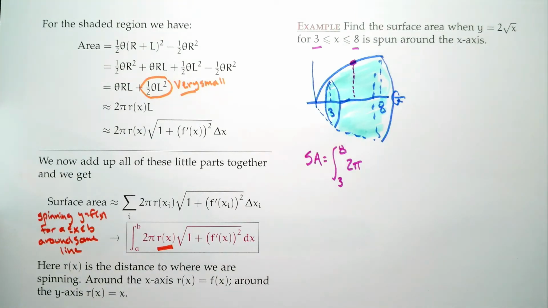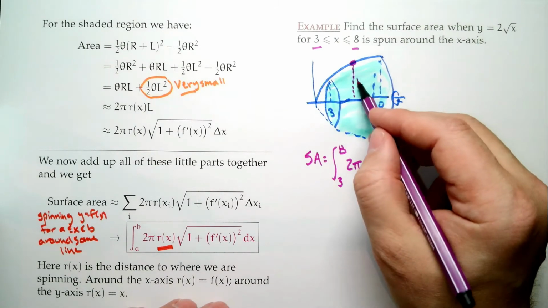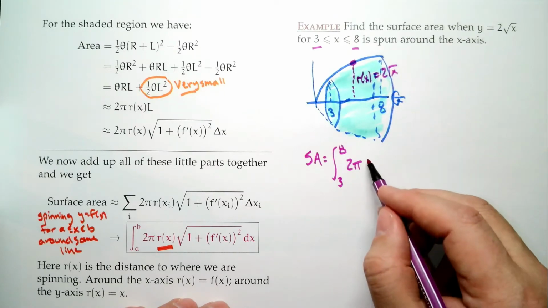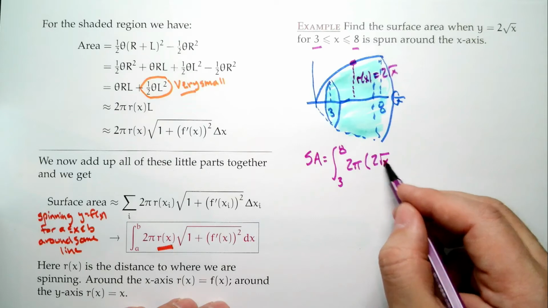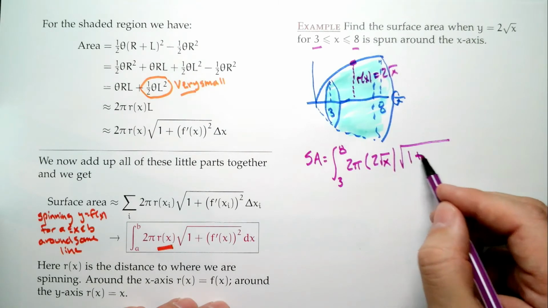Yeah, you could think of it as 2 root x. You can think of it as f of x. You could even say y. That's perfectly fine. So that says that our radius here, our r of x, is the same as the function, 2 root x. So that's our radius. Then we have the square root of 1 plus.